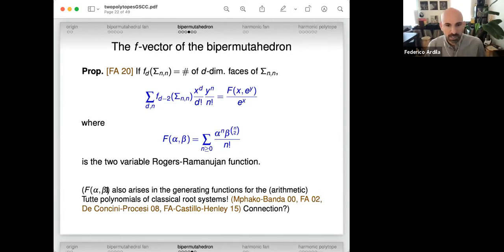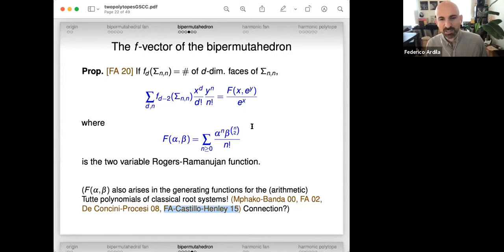This is related to computing Ehrhart polynomials of root systems, to computing arithmetic Tutte polynomials of root systems. I should say that this was pioneered by Eunice Mpako Banda in her PhD thesis. I did some work on my PhD thesis, De Concini and Procesi, and in a paper with Federico Castillo and Mike Henley, we found other connections to this, and so there's a lot of connections here.